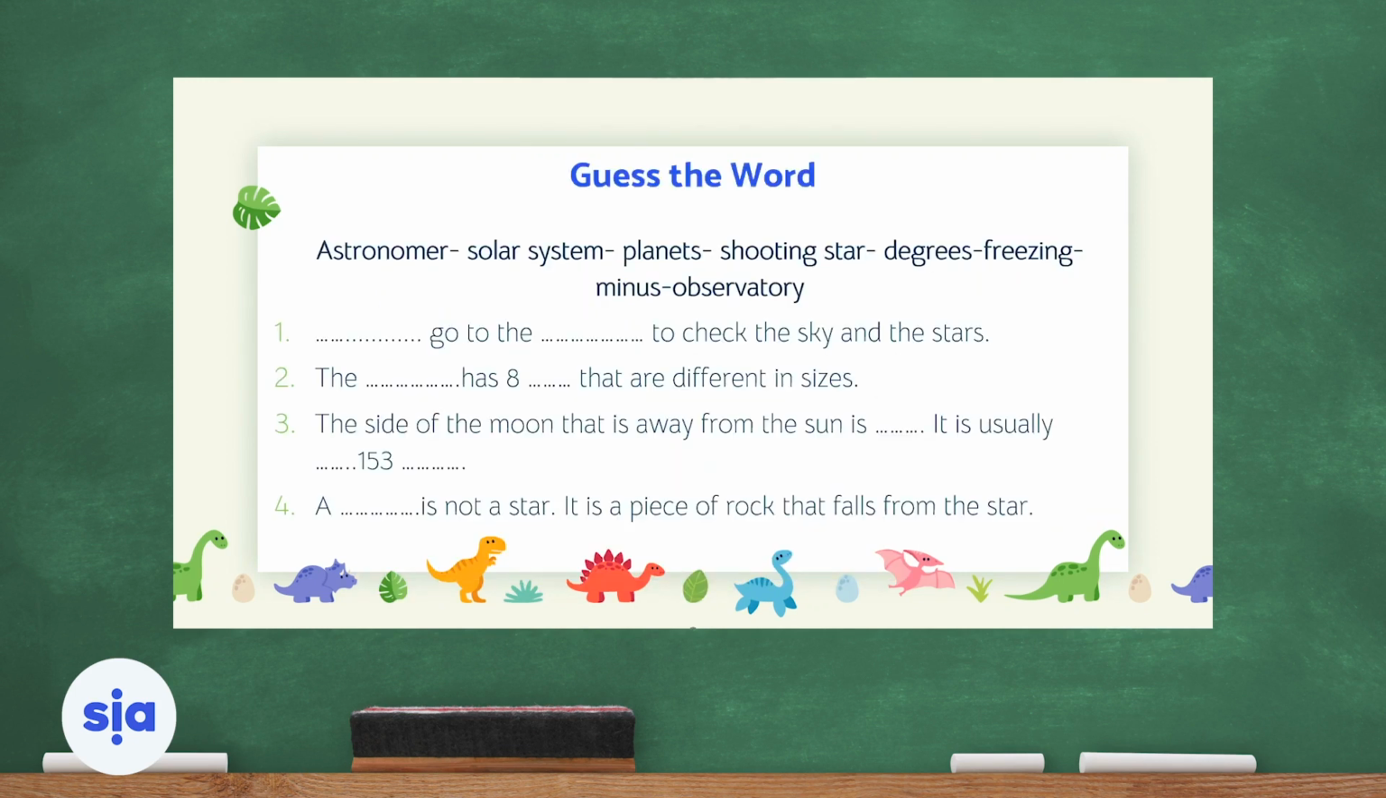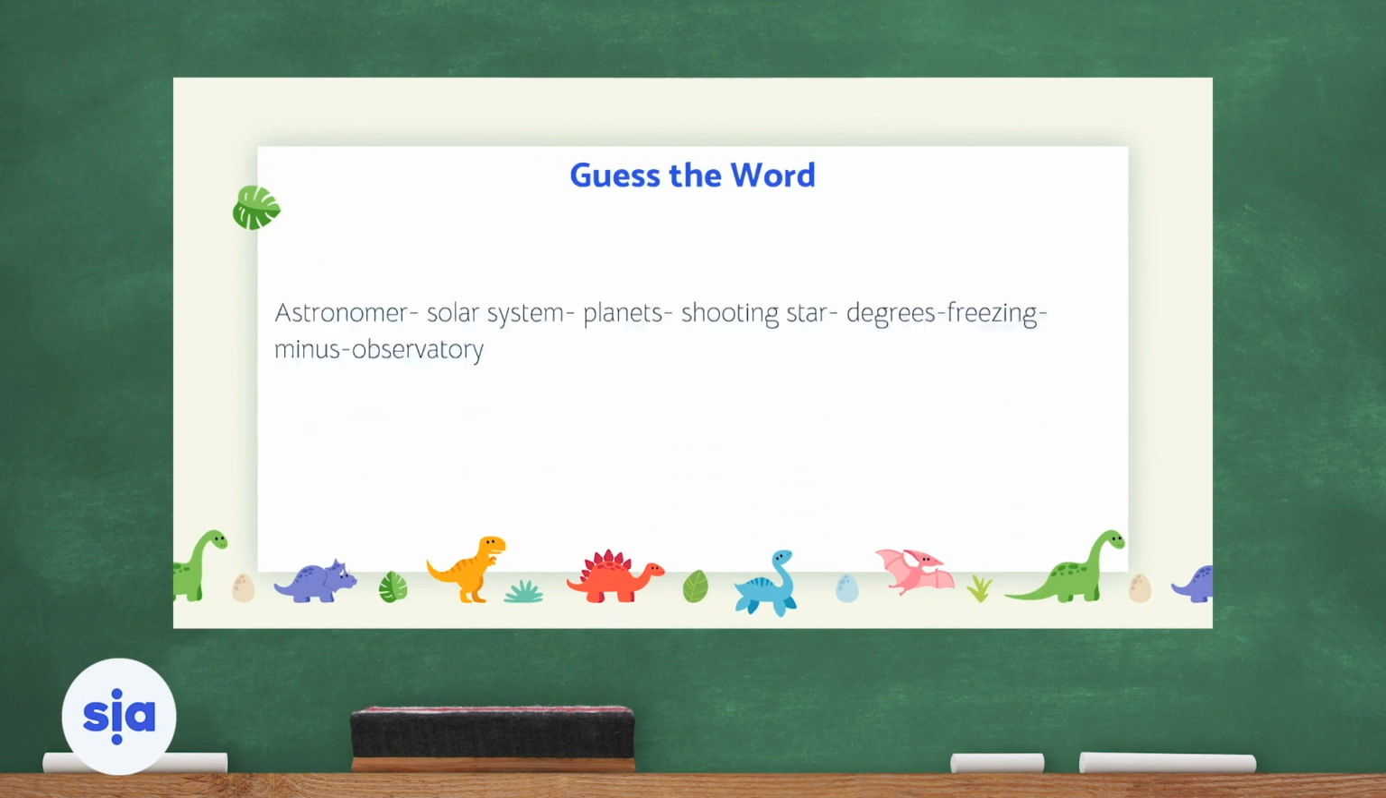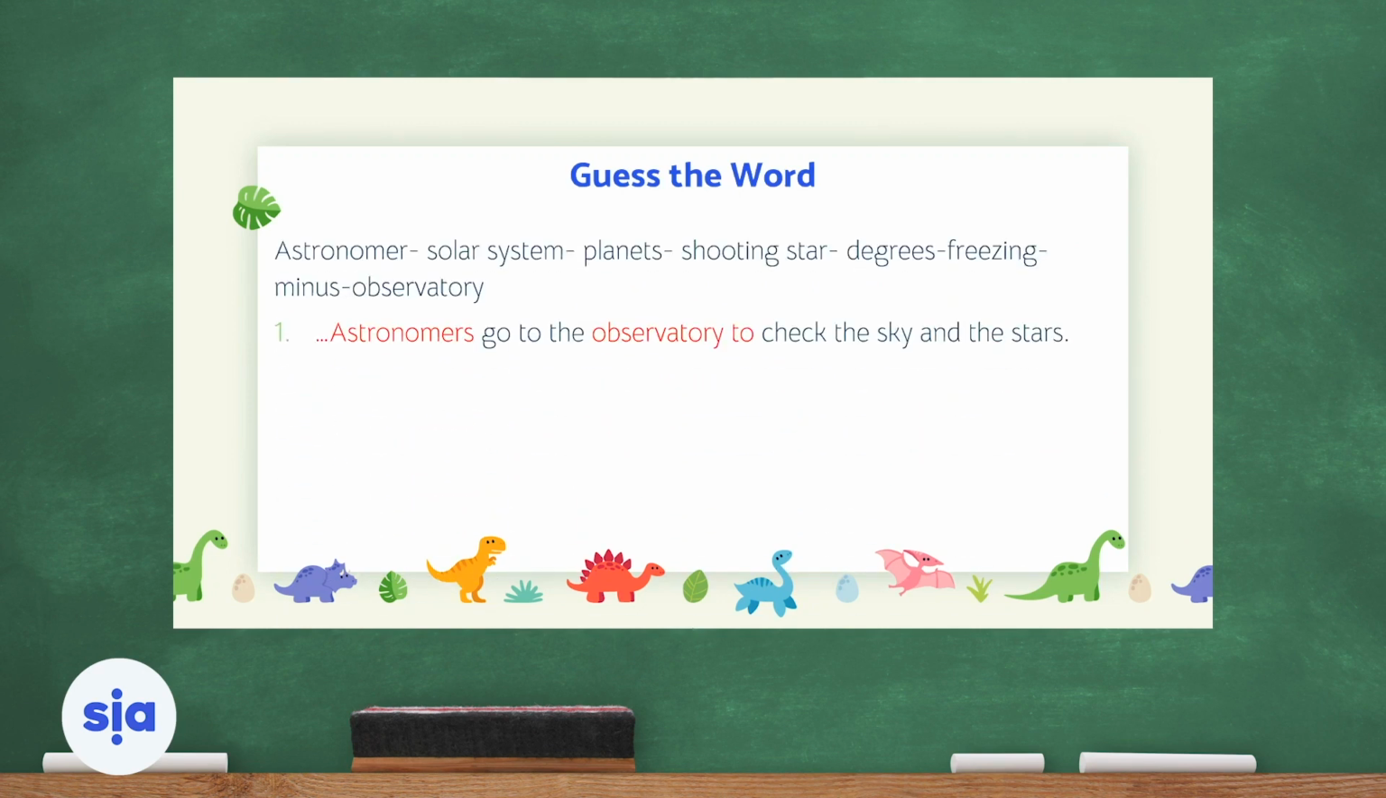Okay, now I want you guys to guess the word based on our vocabulary words, which are astronomer, solar system, planets, shooting star, degrees, freezing, minus, and observatory. So let's check. Number 1. Astronomers go to the observatory to check the sky and the stars. So astronomers are people who study astronomy, and the observatory is basically the place where they go in order to be able to observe. They have special tools that help them observe the planets and the solar system.